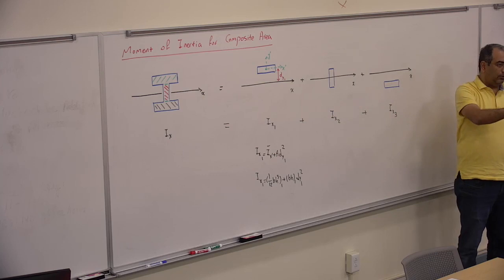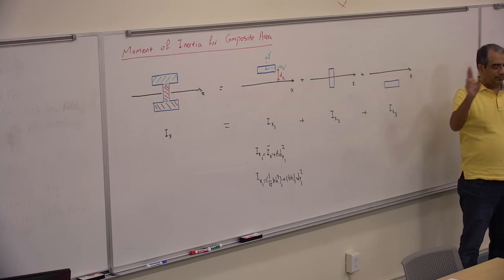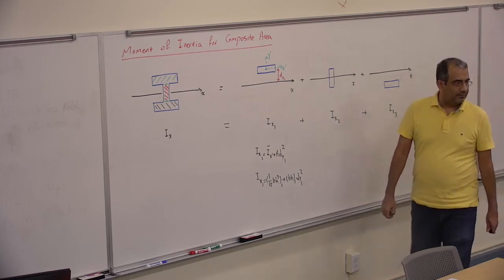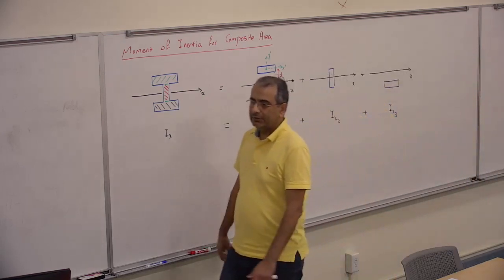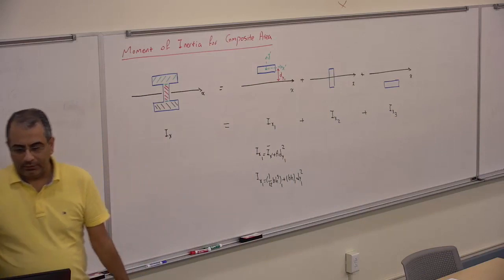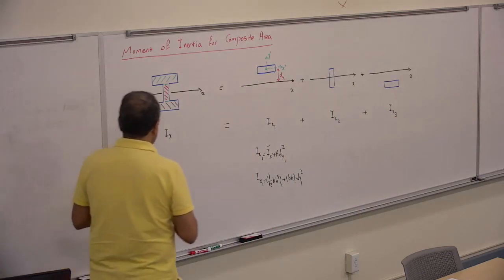If there was a hole, it's going to be negative. It's the same process, just subtracting. So moment of inertia for the hole is negative, just remember that.